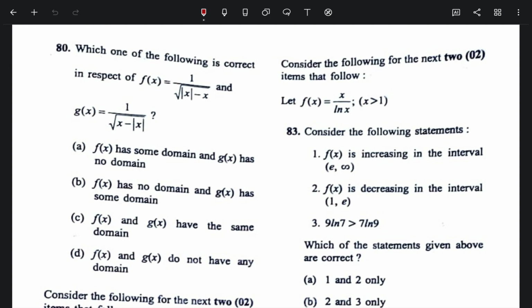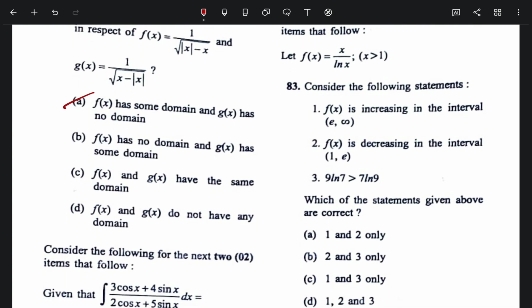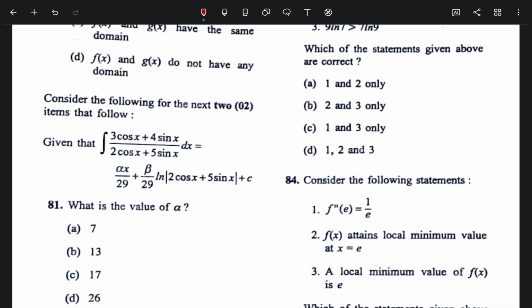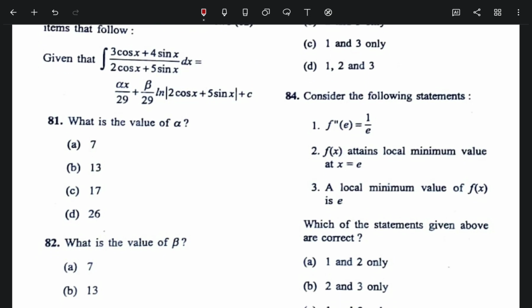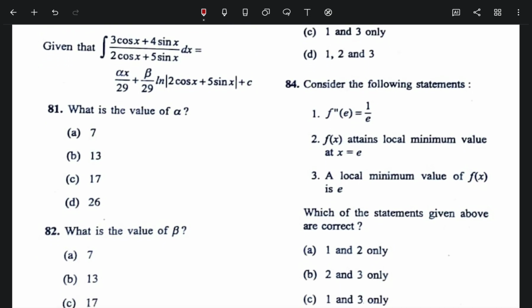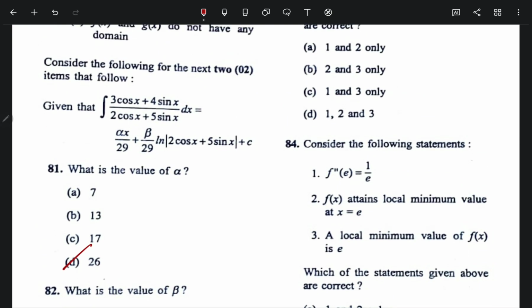79, and then 80. The answer is again A for this. F of x has some domain, g of x has no domain. So 81. The answer is D, 26.